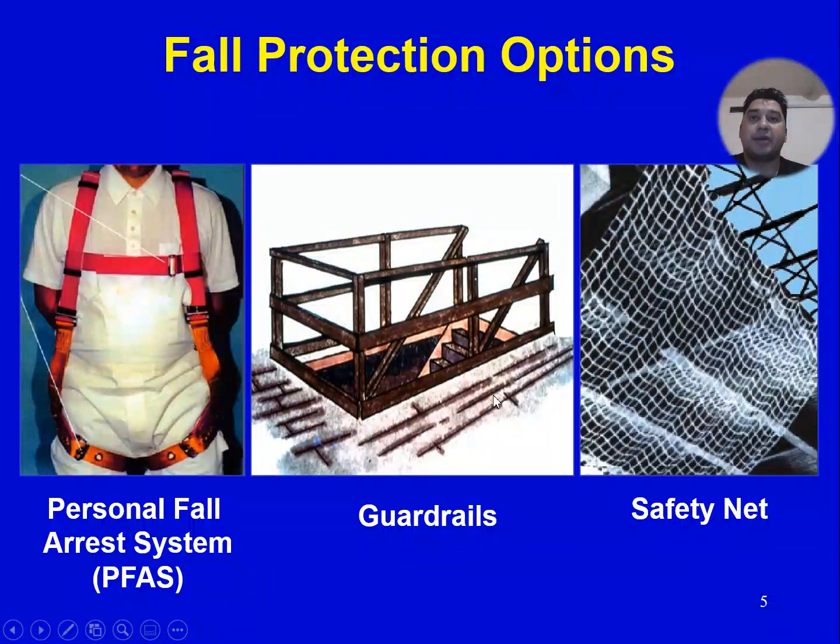After that we have the guardrails. Guardrails are a collective measure which can protect the employee. These are the guardrails which we install around the edges, so they will not allow people to fall in. And this is the safety net that we use in construction industries. So if any person is falling, they can be safe here and the injury can be avoided.